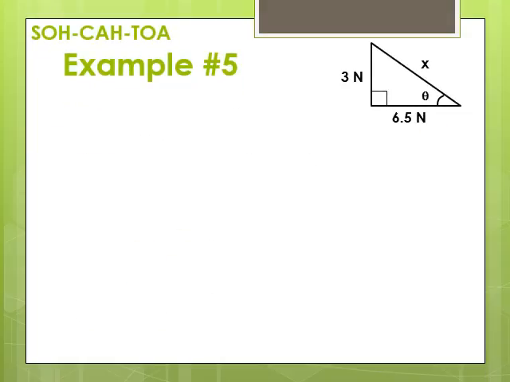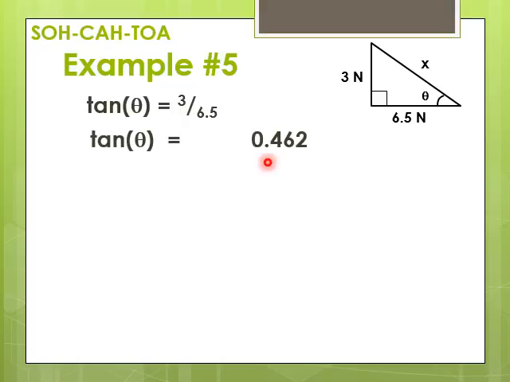Alright, so we have another example. We have the opposite, we have the adjacent. We're looking for the hypotenuse and the angle. Well, first let's do the angle. We have opposite and we have adjacent. So opposite, adjacent, we're going to use the trig function tangent. So tangent of the angle is going to be equal to 3 divided by 6.5. 3 divided by 6.5, punch it in your calculator, you get 0.462.